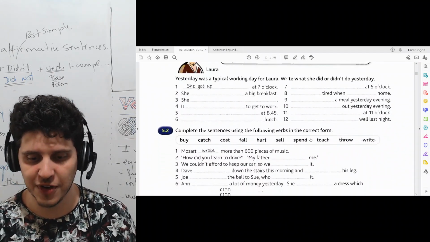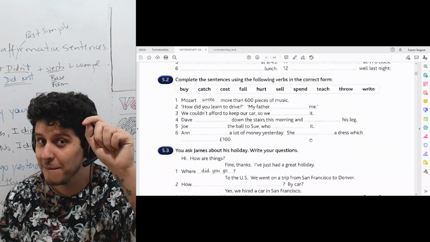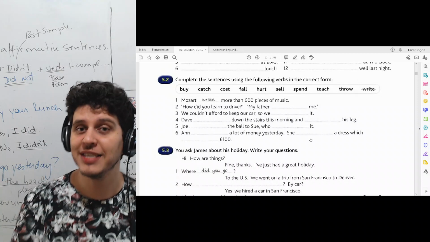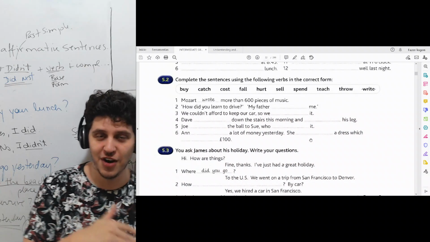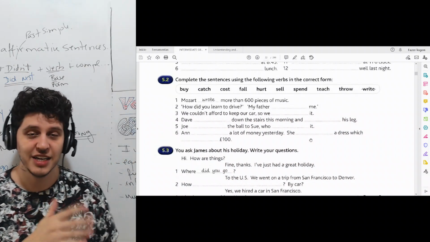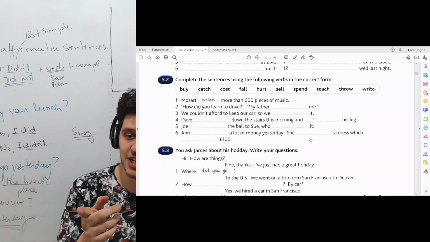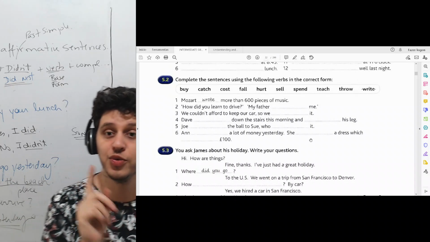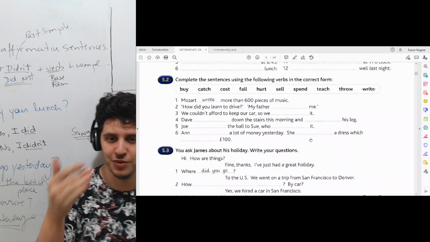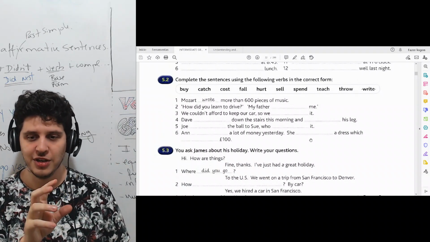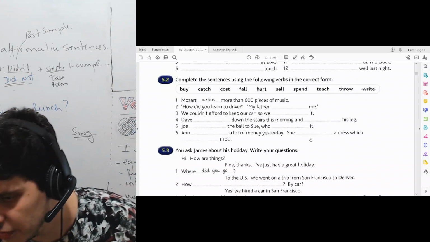Now, we've got some verbs over here. The verbs are buy, whose past is bought, catch, whose past is caught, cost, fall, fell, hurt, doesn't change, sell, sold, spend, spent, teach, taught, throw, threw, write, wrote. So these are the verbs. I gave them to you with their present and past forms. What you need to do is choose which one of them will go with each one of the sentences here.